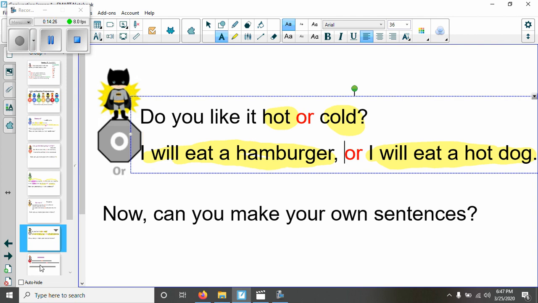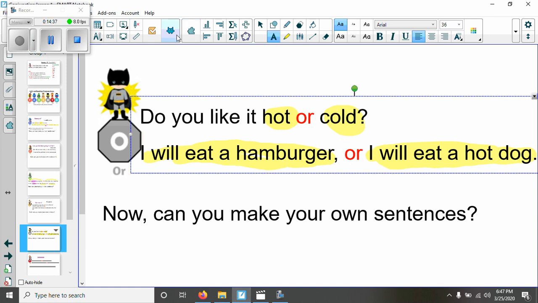Brilliant. Very good. If you're done with it, you deserve to take a star. Let's try to find the star over there. Add-ons. Yep.